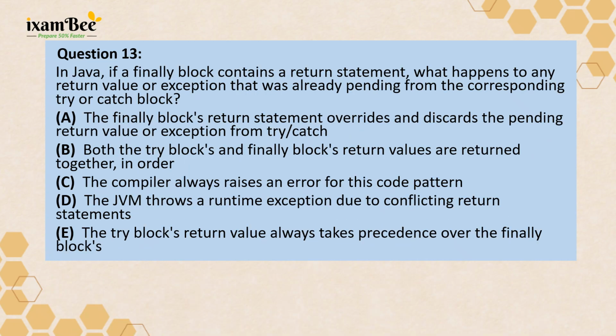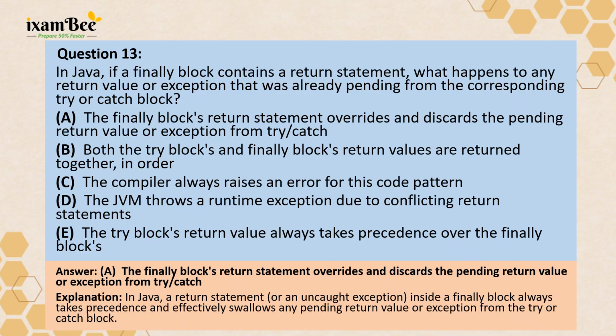In this question, in Java, if a finally block contains a return statement, what happens to any return value or exception that was already pending from the corresponding try or catch block? So the correct answer here is option A. The finally block's return statement overrides and discards the pending return value or exception from try catch.